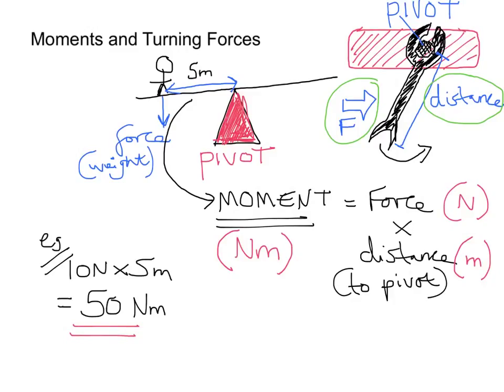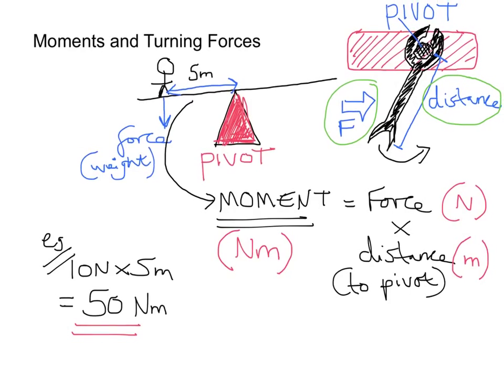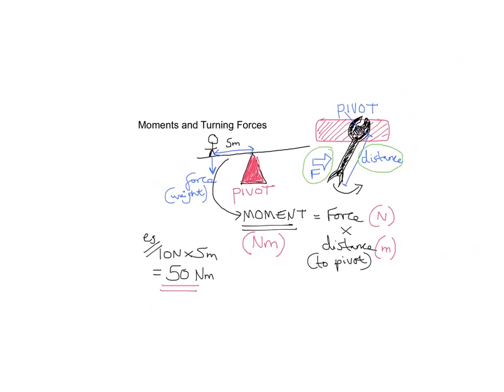Okay, so what we've done is described what a moment or a turning force is. We've used two examples, the seesaw and the spanner, and we've defined a moment in terms of its equation as being a force times the distance to the pivot. Now what we need to do is think of balancing those moments. It's a really essential part of this topic.